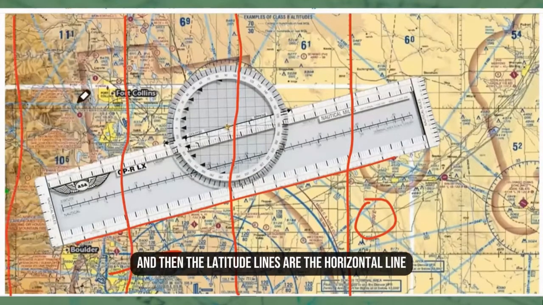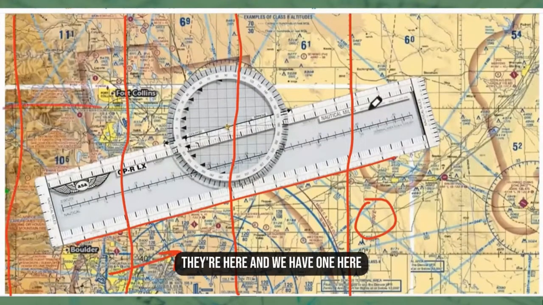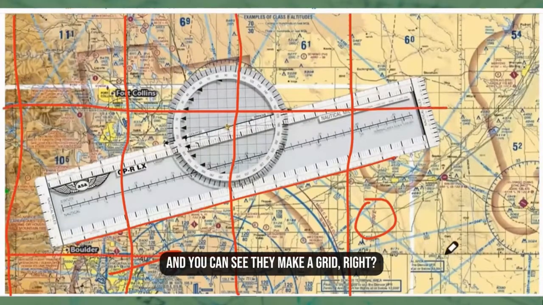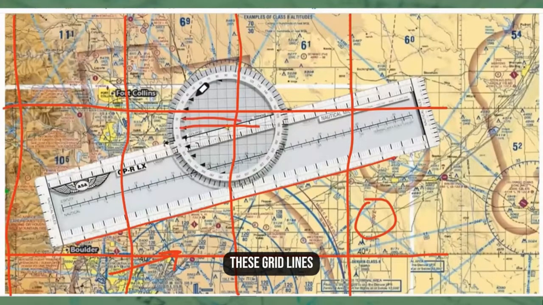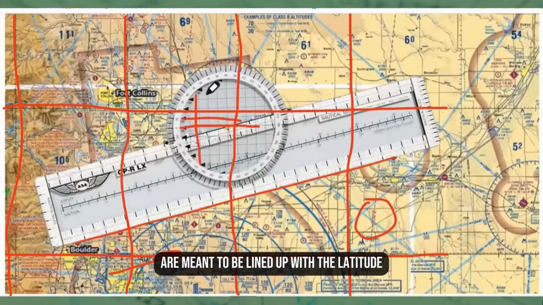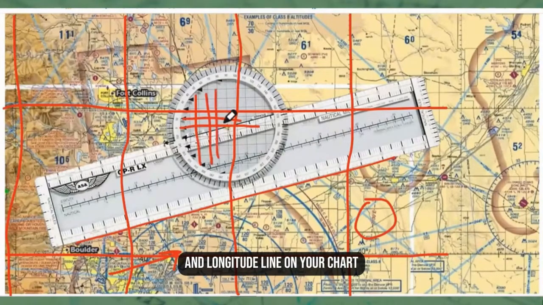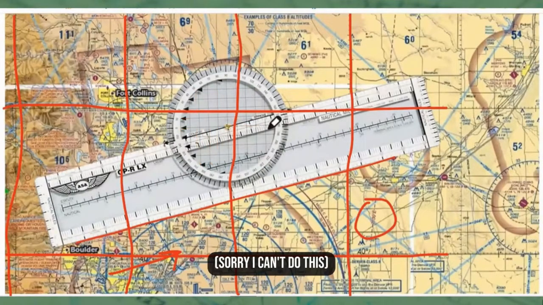Sorry, these aren't straight lines. And then the latitude lines are the horizontal lines. They're here and we have one here. And you can see they make a grid, right? They make a grid across the whole map. That's how you find an exact location. These grid lines on your plotter tool are meant to be lined up with the latitude and longitude lines on your chart. Sorry, I can't do this.